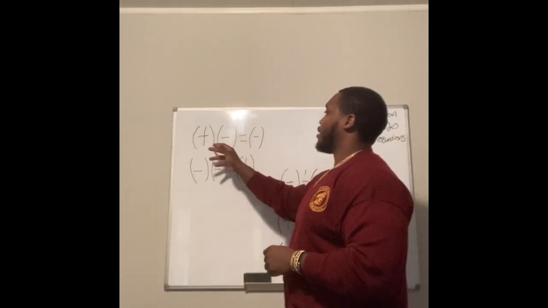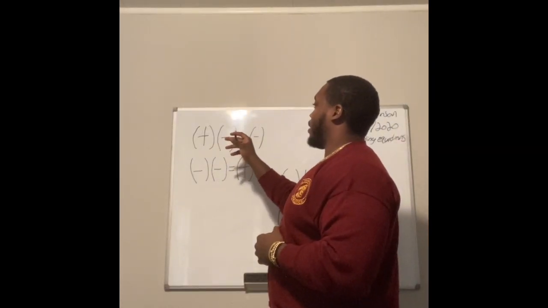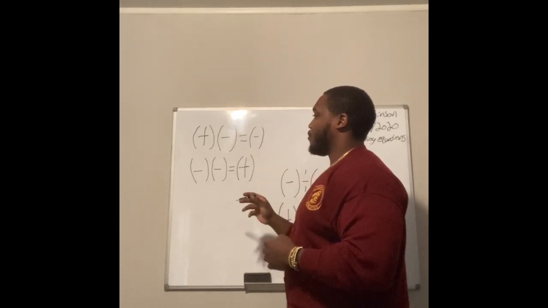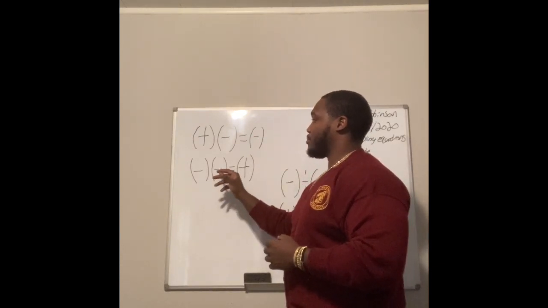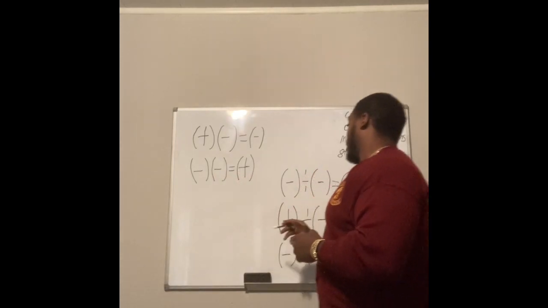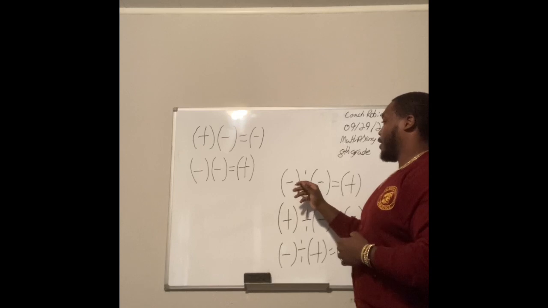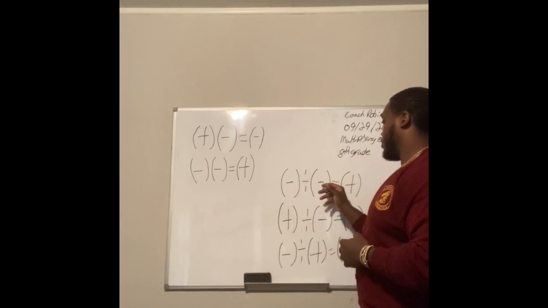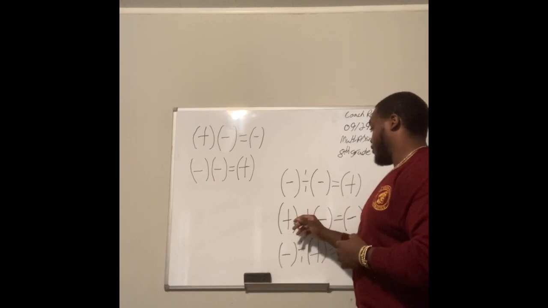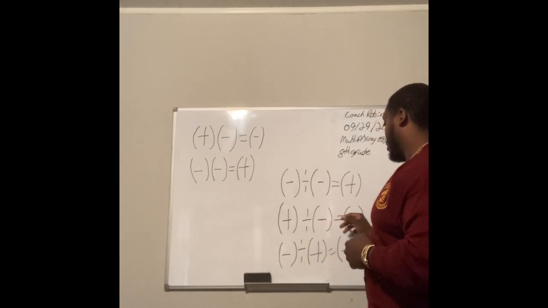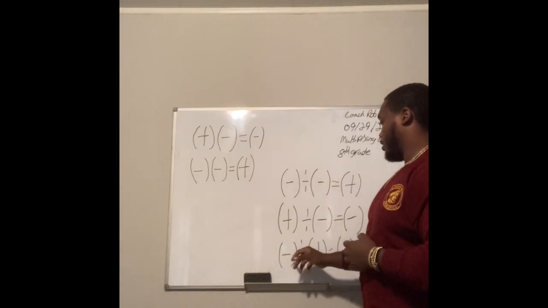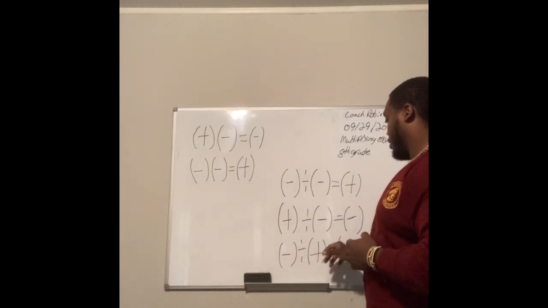If you take a positive number and multiply it by a negative number, the result is a negative answer. If you take a negative number and multiply it by another negative number, the result is a positive number. With division, if you divide a negative number by another negative number, it is a positive answer. If you divide a positive number by a negative number, the result is negative. And the same, if you take a negative number and divide it by a positive number, the result is negative.